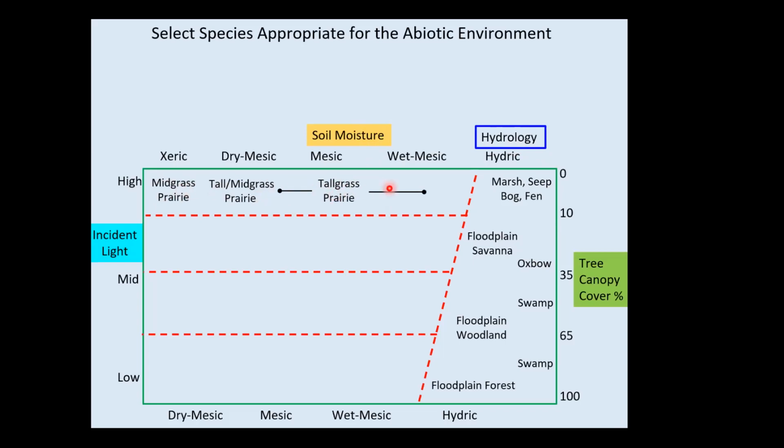So you could have different kinds of prairie, from midgrass prairie, which is what would be in a really xeric environment, to different kinds of tall grass prairie and through here. If you have a little bit less light, so 10 to 35% canopy cover with trees, you're in a savanna.